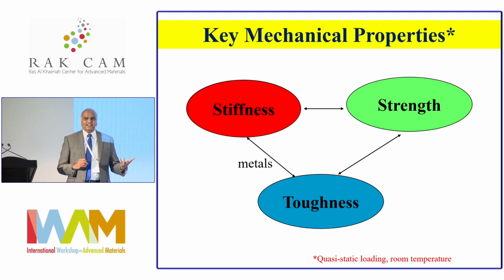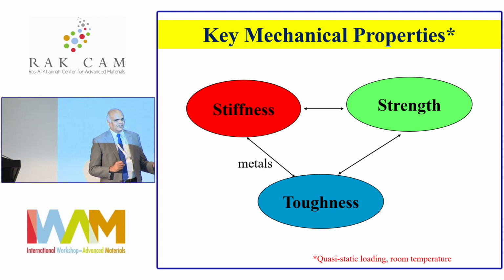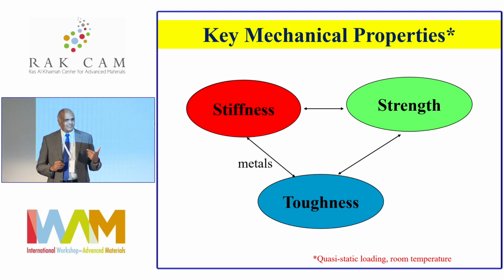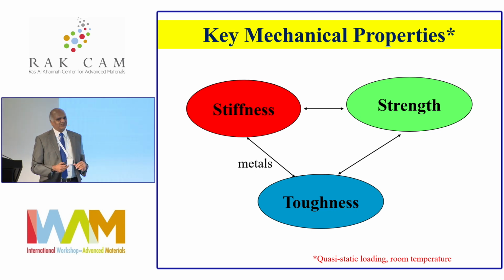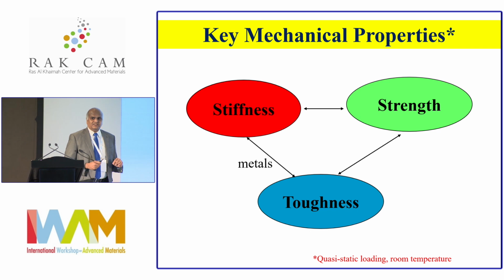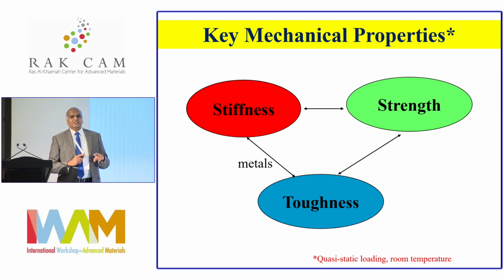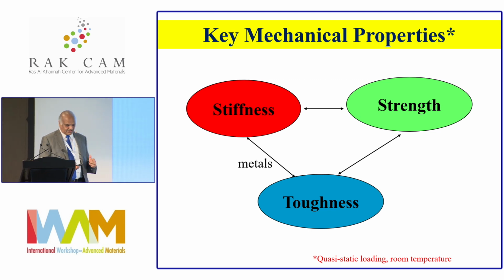Polymers, for example, lack stiffness. Ceramic materials lack toughness. Metals lack strength, pure metals. That's why you don't use pure gold. You use 22 karat gold often, because you add copper to strengthen the metal, right? So we also know that strength and toughness go in opposite directions, right? So if you try to increase the strength, toughness often comes down.